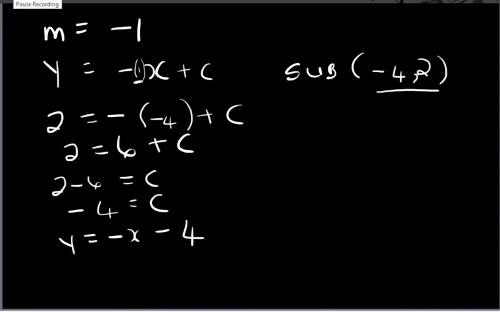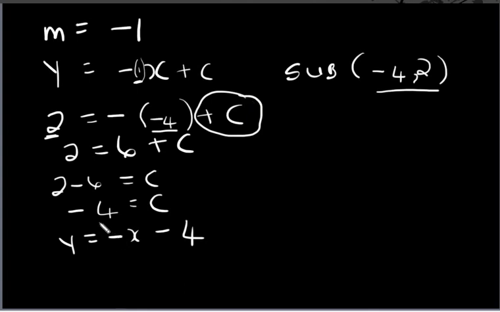So we are substituting -4 and 2. So where you see y, you put 2, and where you see x, you substitute -4. What are we solving for? We're solving for c. That's the one that we are looking for. And so we have 2 is equal to 6. Transpose the 6, it changes sign. 2 minus 6 is equal to -4.